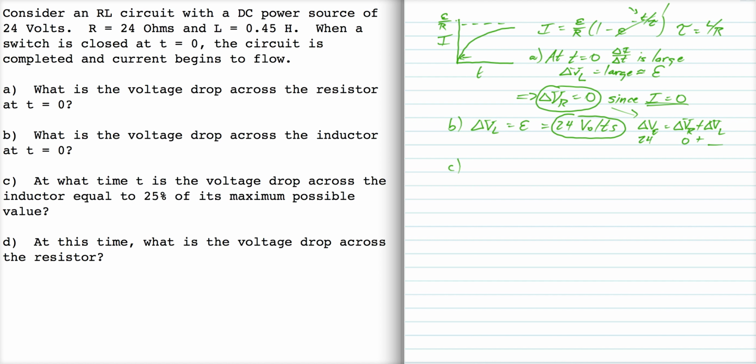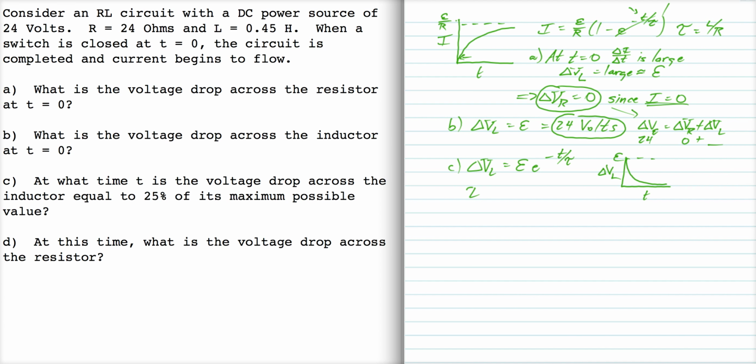Okay, part C, it says, at what time is the voltage drop equal to 25% of its max value? Okay, so the voltage drop across the inductor goes like this. It has a maximum value that's equal to the EMF, and then you multiply by e to the minus t over tau, right? If I were to graph it, delta VL versus time, it would have a maximum value of the EMF, and it would slowly decay. Right? It starts off at a max value and eventually becomes 0 when the current stops changing.